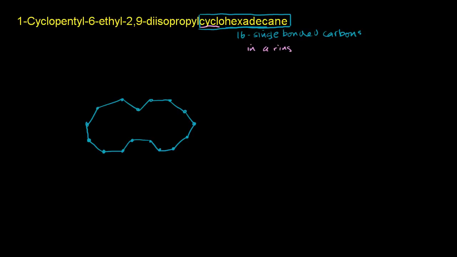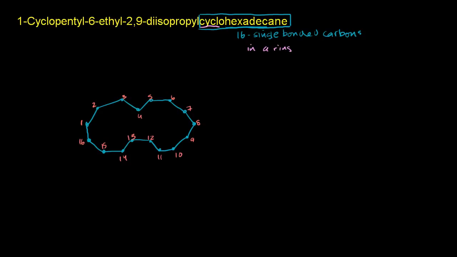Now, if we go back a little, we have a 2,9-diisopropyl. So what does this mean? This means that we have an isopropyl at the 2 and the 9 spot. Now, when you are drawing the structure from the name, you could just arbitrarily pick what your 1 through your 16 spots are, because I could have drawn this ring any which way. 1, 2, 3, 4, 5, 6, 7, 8, 9, 10, 11, 12, 13, 14, 15, 16.